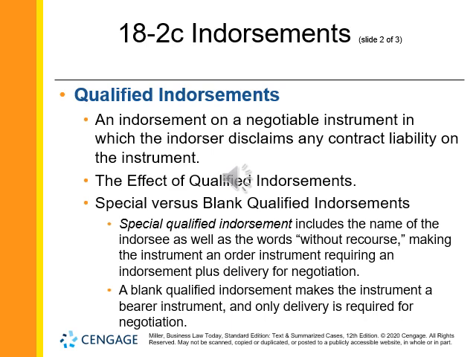A special qualified endorsement includes the name of the endorsee as well as the words without recourse. The special endorsement makes the instrument an order instrument, requiring an endorsement plus delivery for negotiation. However, a blank qualified endorsement without recourse signed by John Doe makes the instrument a bearer instrument, and only delivery is required for negotiation.